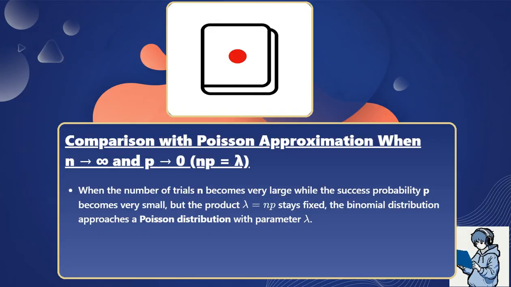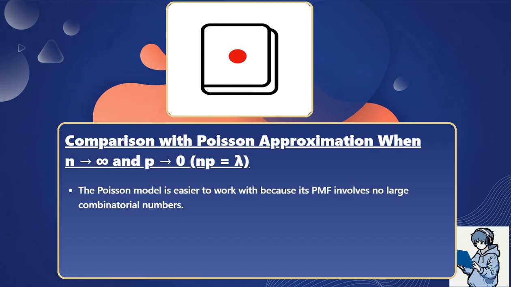When the number of trials n becomes very large while the success probability p becomes very small, but the product lambda equals np stays fixed, the binomial distribution approaches a Poisson distribution with parameter lambda. The limit as n goes to infinity and p goes to 0, with np equals lambda, of n choose k times p to the k times (1 minus p) to the n minus k equals e to the minus lambda times lambda to the k divided by k factorial, for k equals 0, 1, and so on. The Poisson model is easier to work with because its probability mass function involves no large combinatorial numbers.